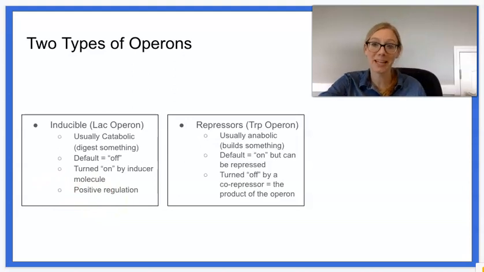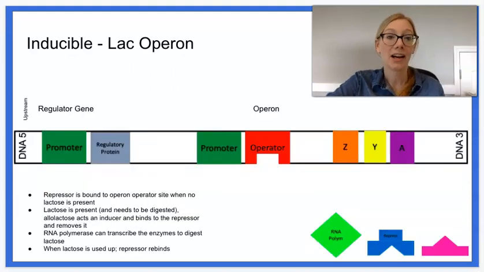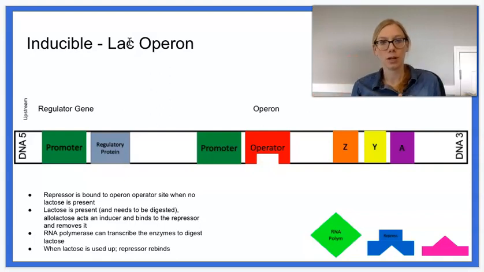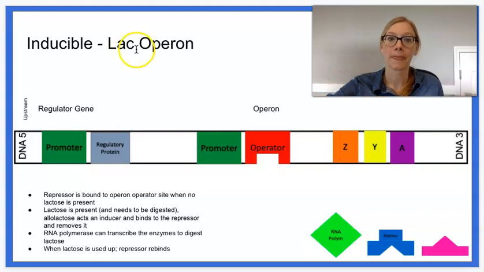The most common example of an inducible operon is the lac operon, okay? It's a gene in bacteria whose job is really to break down parts of lactose, right? The sugars of lactose in the body. Okay, so let's take a moment and talk about this.